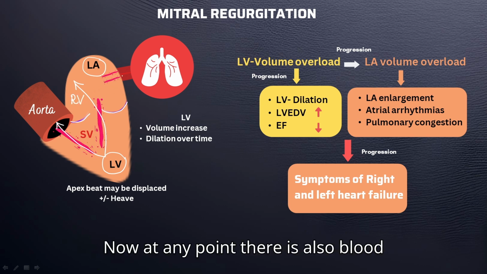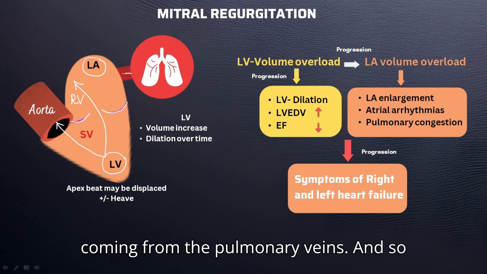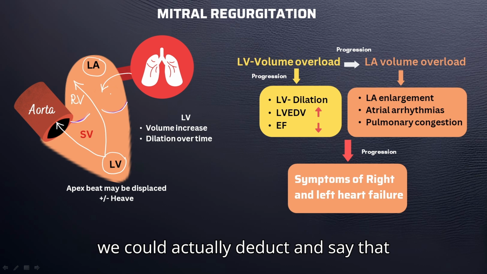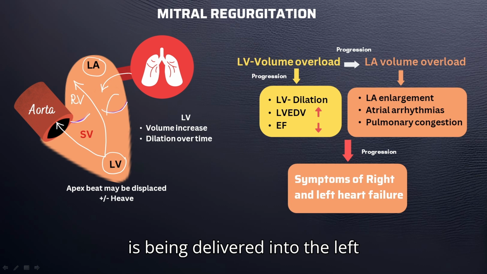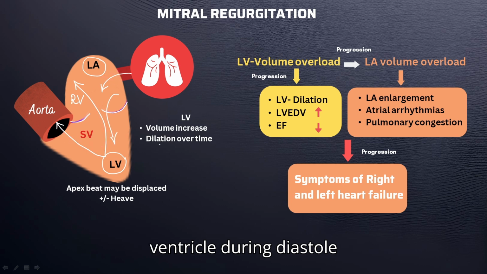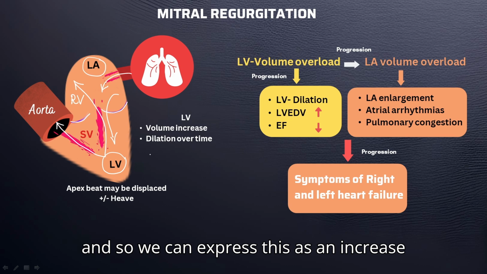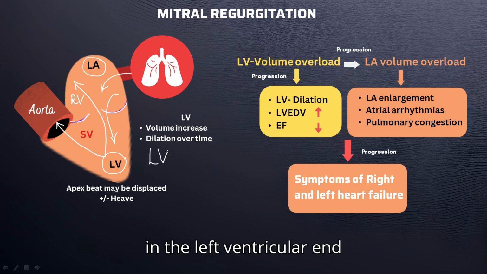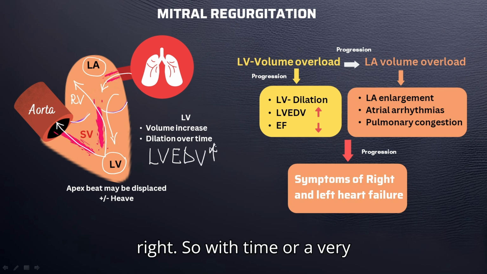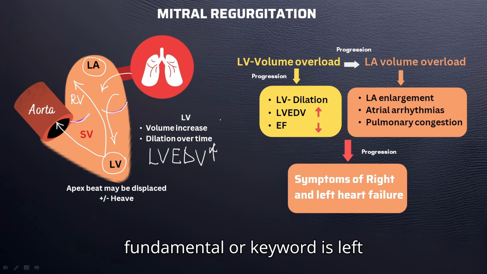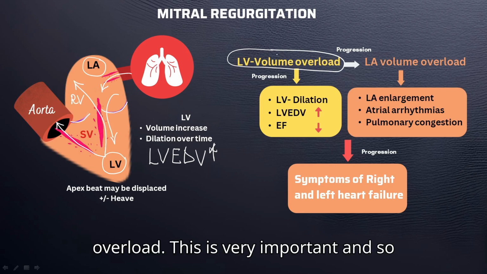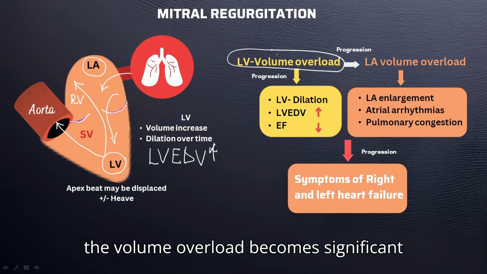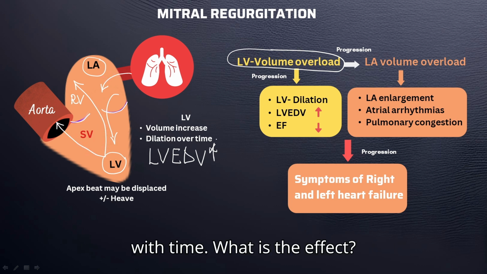Now, at any point, there is also blood coming from the pulmonary veins. And so we could deduce that there is an excessive amount of blood being delivered into the left ventricle during diastole. And so we could express this as an increase in the left ventricular end-diastolic volume. All right. So with time, a very fundamental key word is left ventricular volume overload. This is very important. And so the volume overload becomes significant with time.